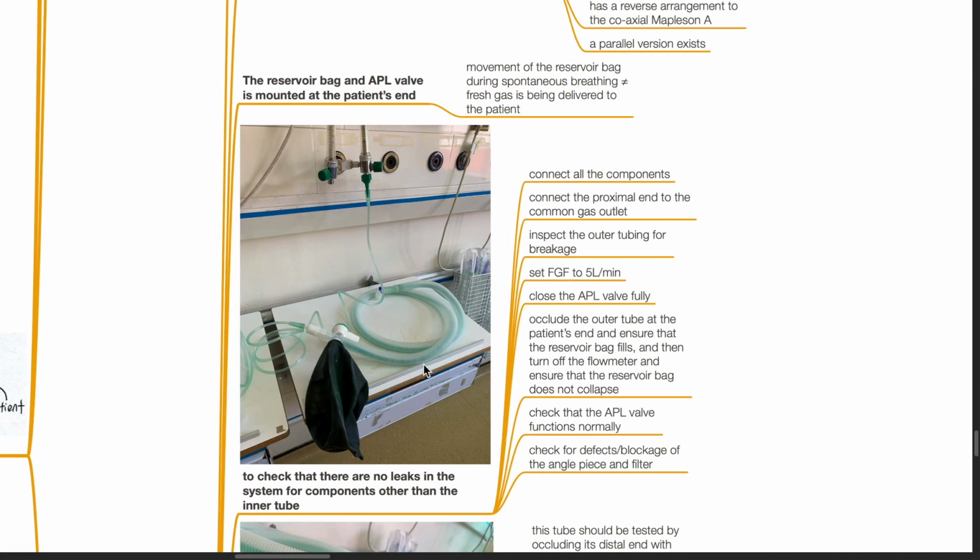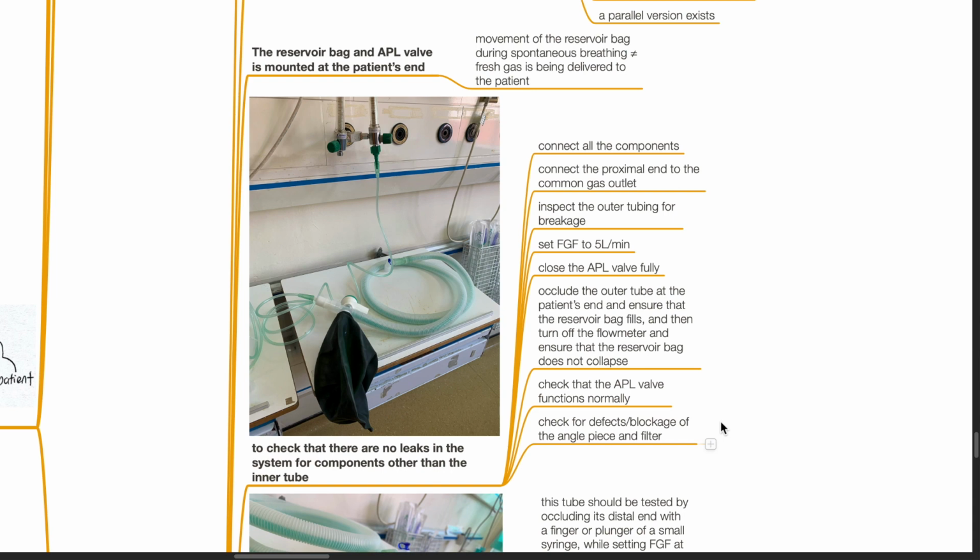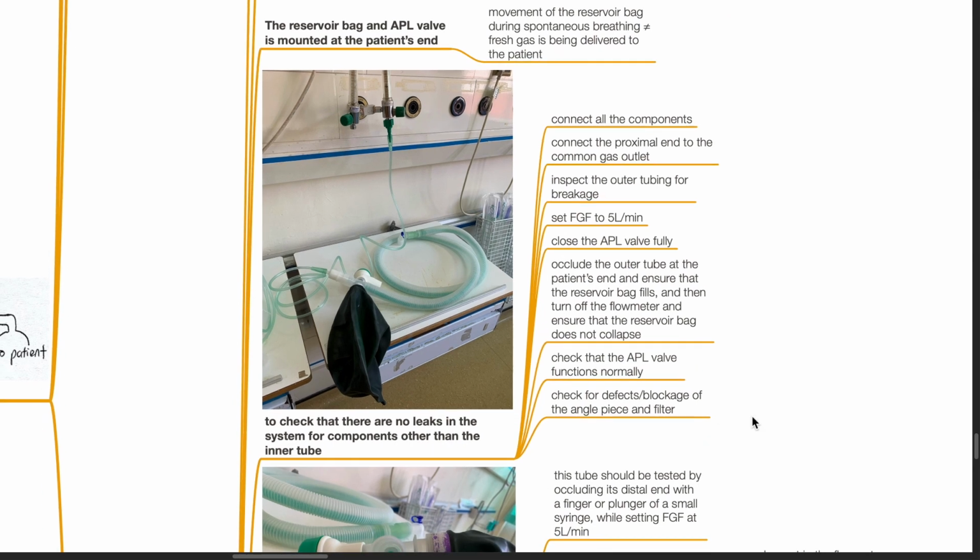To check that there are no leaks in the system for components other than the inner tube, connect all the components, connect the proximal end to the common gas outlet, inspect the outer tube for breakage, set the fresh gas flow rate to 5 liters per minute, close the APL valve fully, occlude the outer tube at the patient's end and ensure that the reservoir bag fills, and then turn off the flow meter and ensure that the reservoir bag does not collapse. Check that the APL valve functions normally and check for defects or blockage of the angle piece and filter.